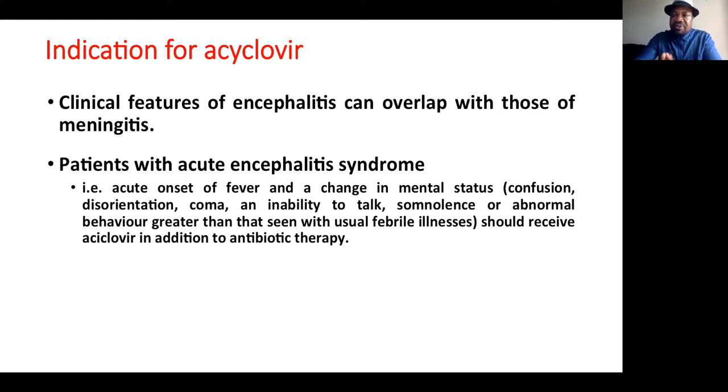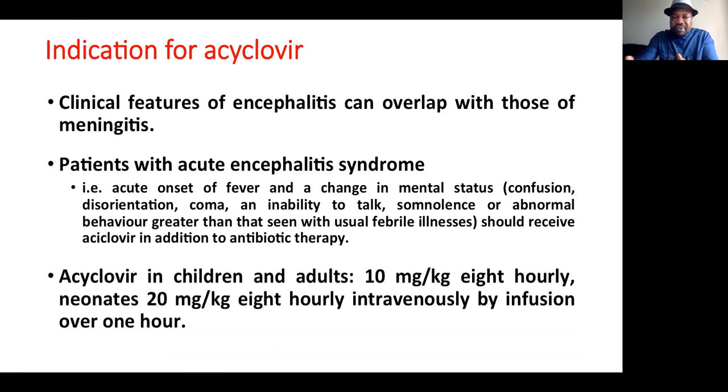If you suspect encephalitis in those patients, then you can manage them using acyclovir in addition to the antibiotic therapy that you put in this patient. So acyclovir is mainly added when you also have a case of encephalitis. Some of the patients will present with what we call meningoencephalitis. Acyclovir in children and adults, you can use 10 milligram per kg, 8 hourly. In neonates, it's mainly 20 milligram per kg, 8 hourly, intravenously by infusion over 1 hour.